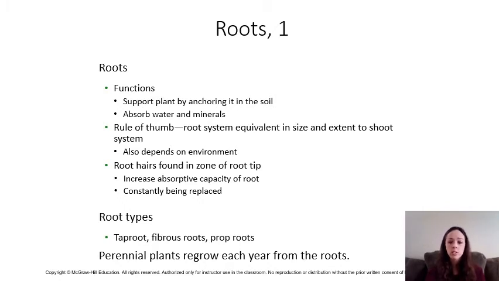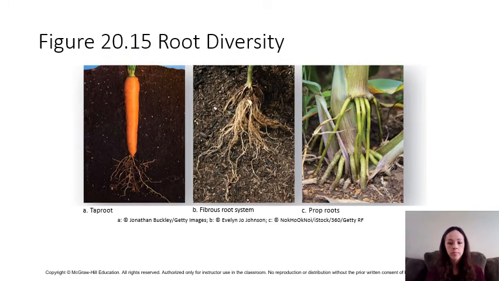There are three kinds of roots: tap roots, fibrous roots, and prop roots. Carrots have a tap root, which is going to be one main root, which stores the products of photosynthesis. Grass has fibrous roots, which are many slender roots that don't have a main root. And then corn has prop roots, which grow from the stem and provide additional support so that the plant can grow tall and doesn't fall over.